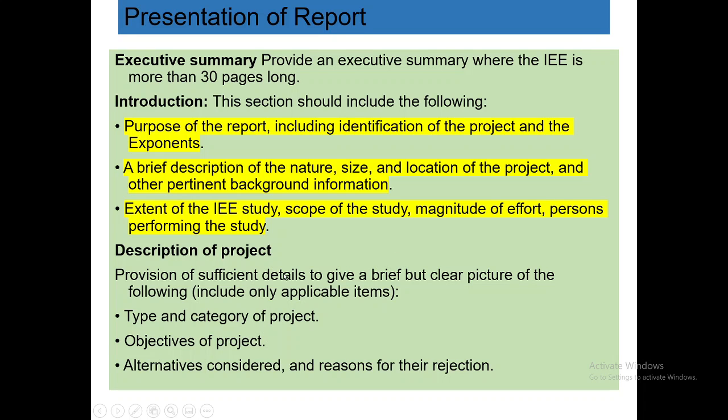Then we need to explain the description of the project. This is about the nature of the project and type and category of project objectives, and then what kind of modifications we can do in this project to improve the environmental impact, and if there is any kind of negative impact, how we can find the alternative to those components or the project itself. These are the major features of the report.